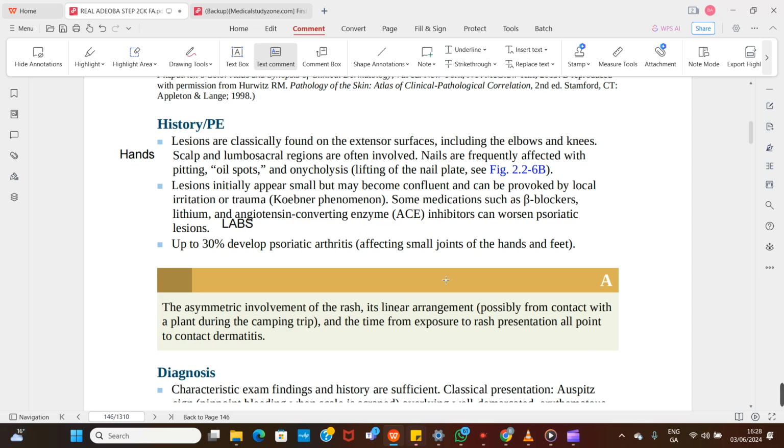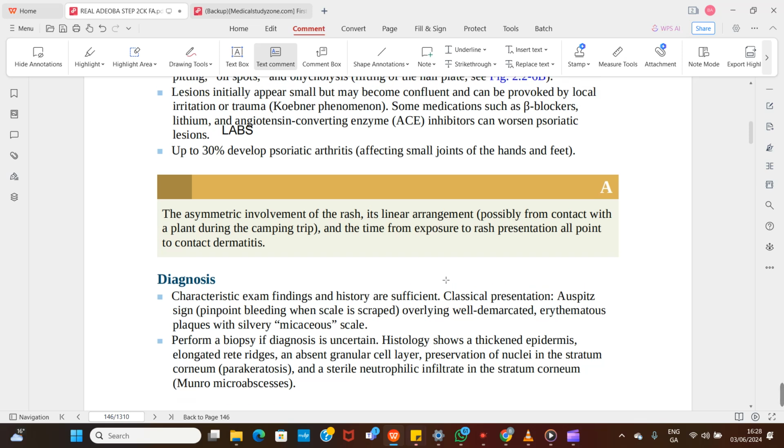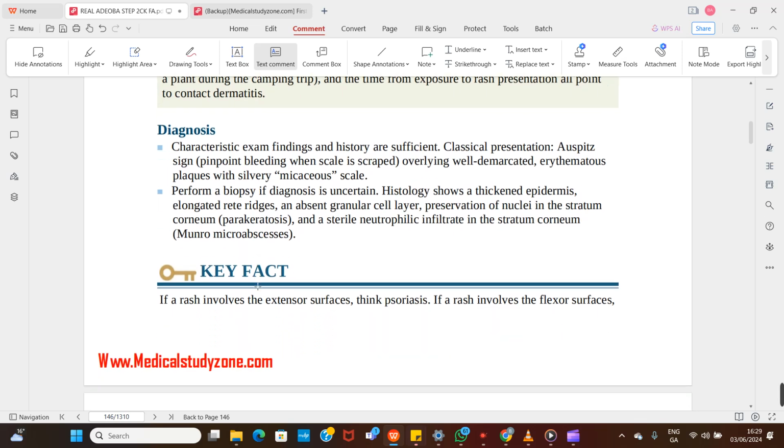And because it is part of the seronegative spondyloarthritides, the individuals can have sacroiliitis, in which they have back pain and stiffness within that area. So don't forget that for psoriatic arthritis. 30% of the cases of psoriasis are complicated by psoriatic arthritis that affects the small joints of the hands and the feet.